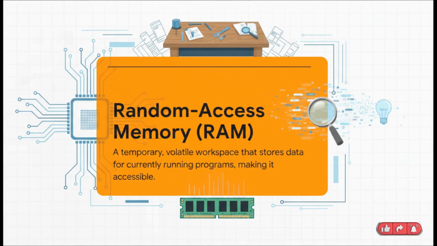But a brain can't do its work without a place to think, right? It needs a workspace. And that's exactly what RAM is. RAM, or random access memory, is like the computer's short-term memory, or its workbench. It holds all the data for the apps you currently have open so the CPU can access it instantly. But here's the catch. RAM is volatile, which is a fancy way of saying the second you turn the power off, poof, everything on that workbench disappears.